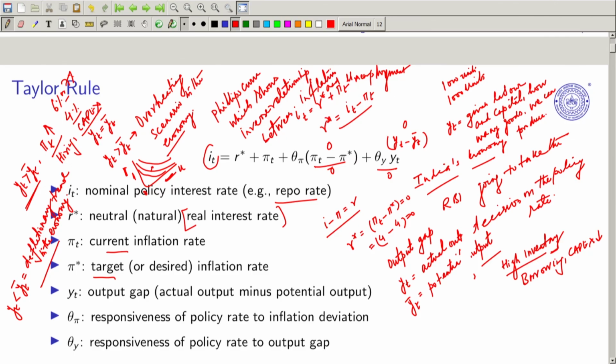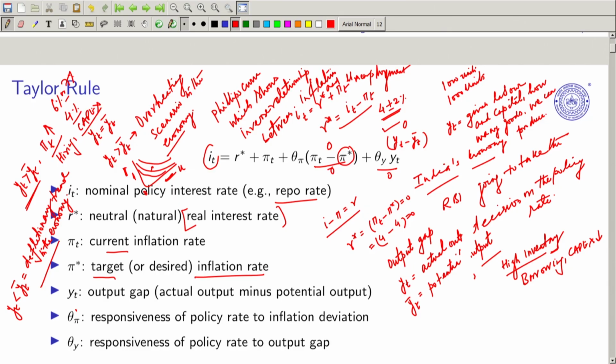So in most of the scenarios, you find that the output gap becomes very crucial. The second thing is the actual inflation, given the target. For example, in India after 2016, we have MPC-based monetary policy which emphasizes 4 plus minus 2%, right? So this is the target or desired inflation rate. This is the target for the RBI.